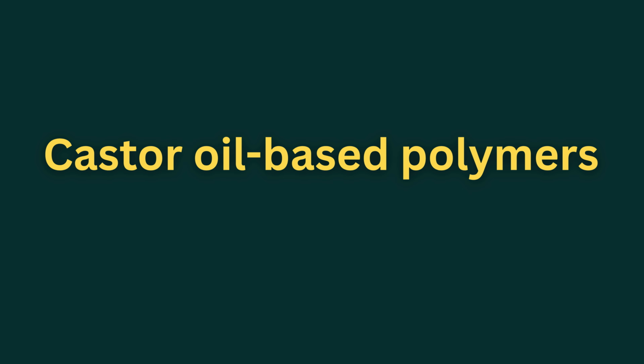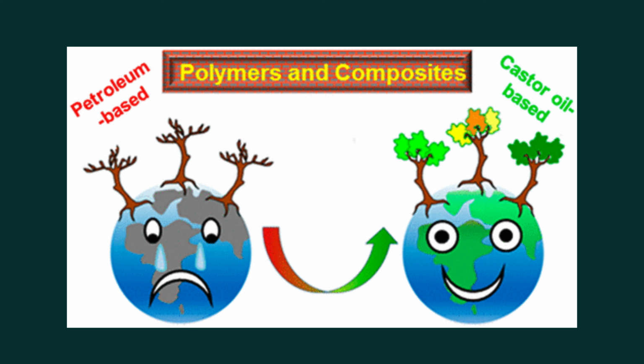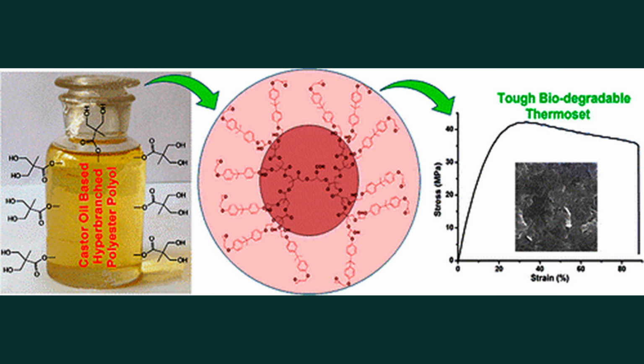Castor oil-based polymers. Polymerization of castor oil derivatives generally proceeds via two principal mechanisms: polycondensation and polyaddition. Polycondensation involves reactions between functional groups such as hydroxyl and carboxyl groups, often accompanied by the elimination of small molecules like water. This approach is widely used for synthesizing polyesters and polyamides. In contrast, polyaddition reactions involve the addition of monomers containing unsaturated bonds without the formation of byproducts, as seen in polyurethane synthesis. The choice of polymerization route significantly influences the molecular weight, structure, and properties of the final material.